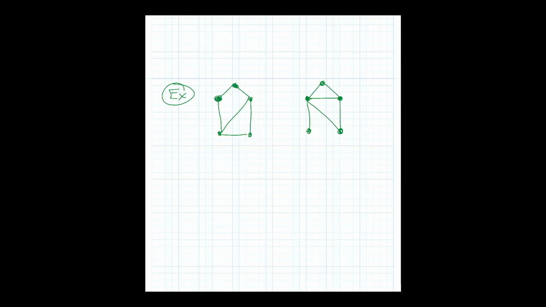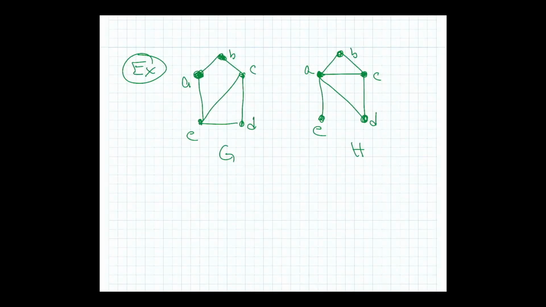Right, how are these called? A, B, C, D, E. This is called G. And here they're called A, B, C, D, E. And this is called H. All right. So are these isomorphic?